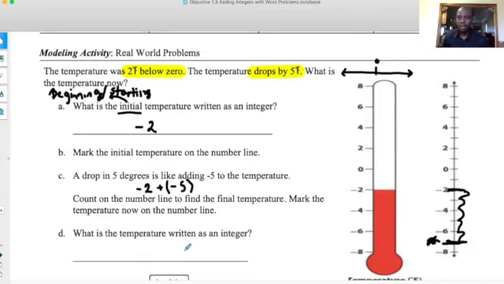Now, what is that number as an integer? What number is between -6 and -8? And keep in mind, we're talking about integers. Integers are not fractions and they're not decimals, right? So that should indicate that the number there is going to be -7.